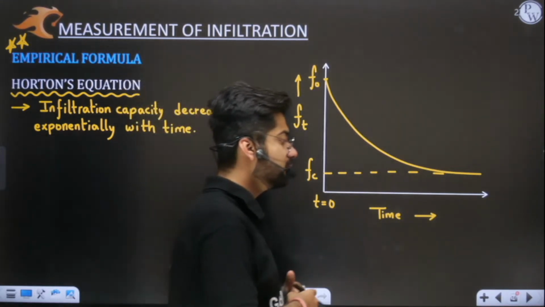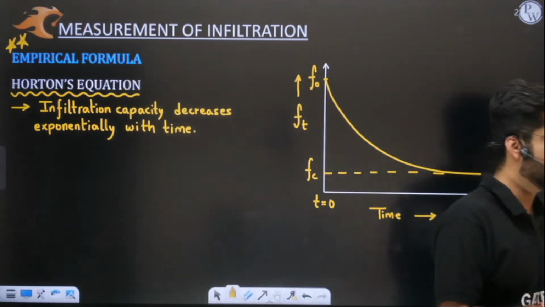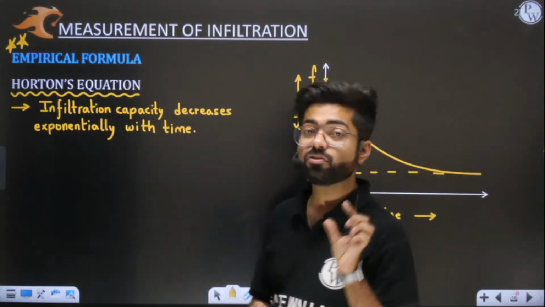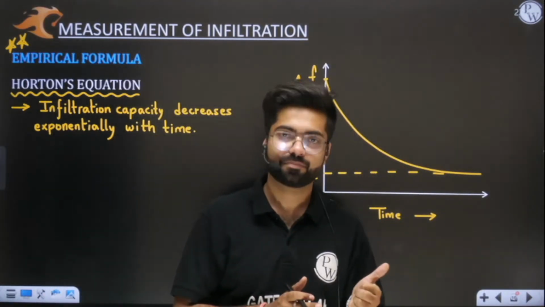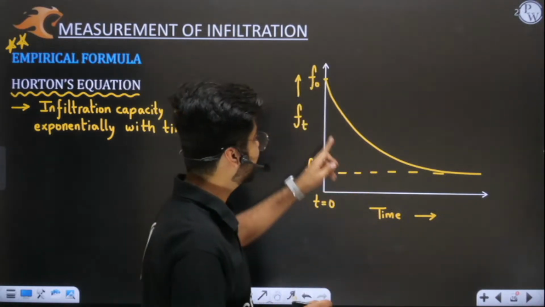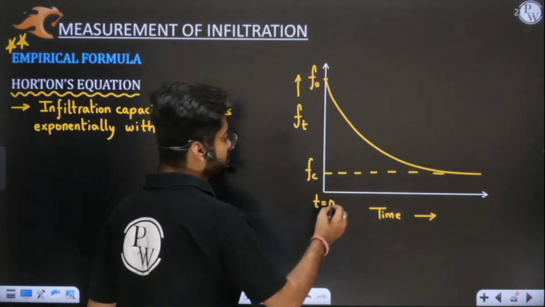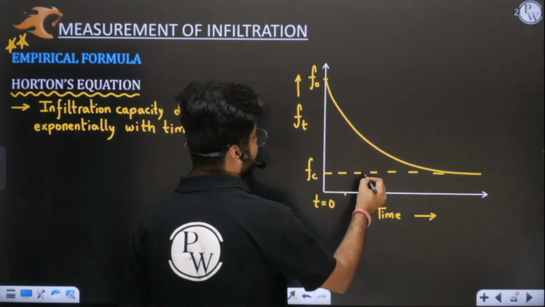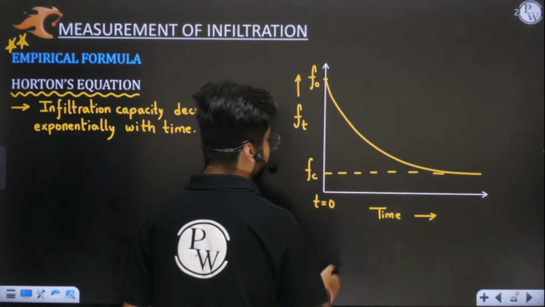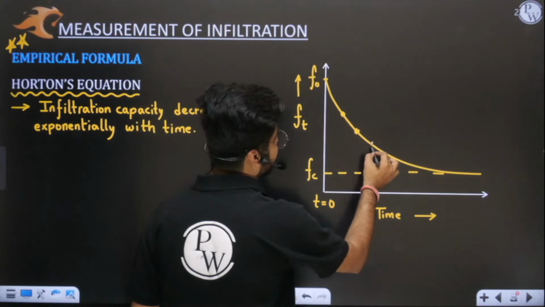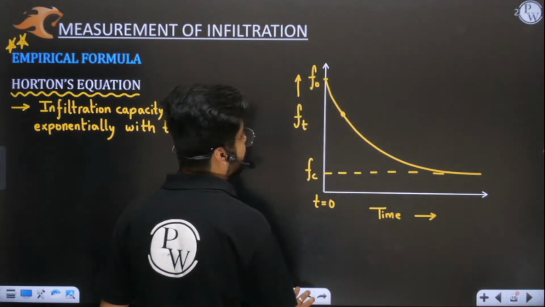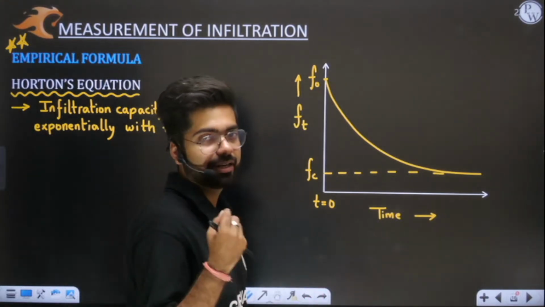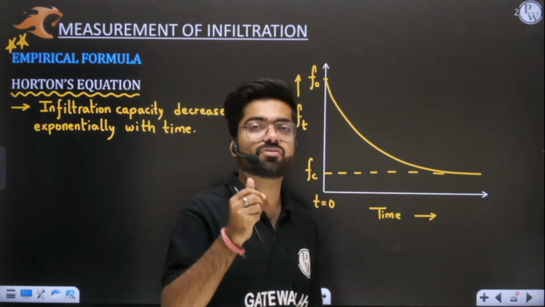Okay. Now he gave a relationship. If you want to find infiltration capacity at any time t, let us say at t equal to 1, or at t equal to 2, so if you want to find infiltration capacity at different times, since it is changing with time, how will I find it? So I will use Horton's equation.